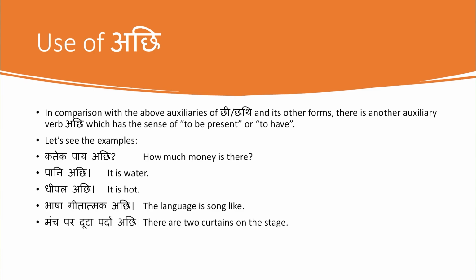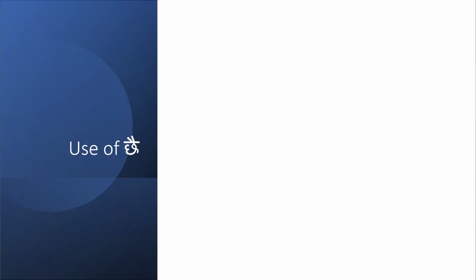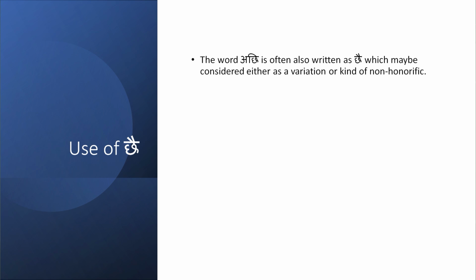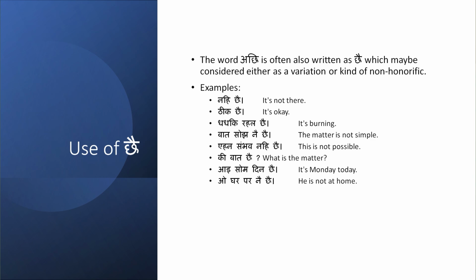Manch par duta parda ach, there are two curtains on the stage. O ghar par nahi ach, he is not at home. Now, here the subject is O, he, and the word has been used as achi, which becomes a bit of non-honorific. Now, let us also see the use of the word chai. The word achi is often also written as chai, which may be considered either as a variation or kind of non-honorific. So, let us see some examples.